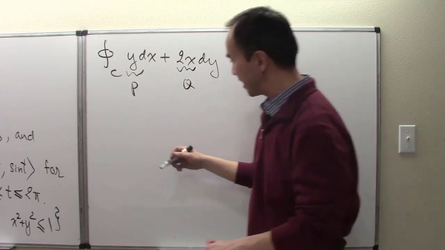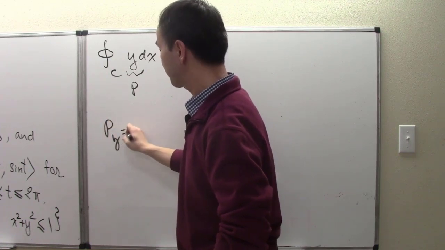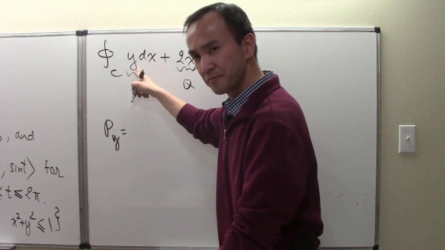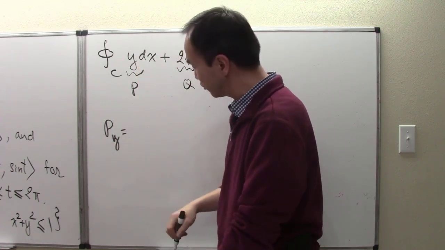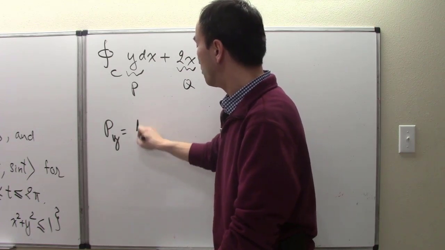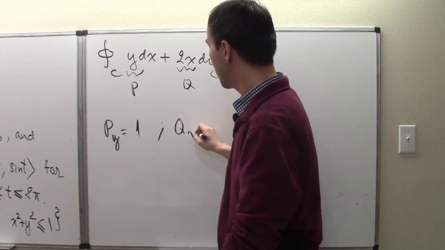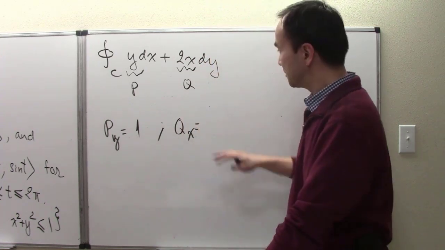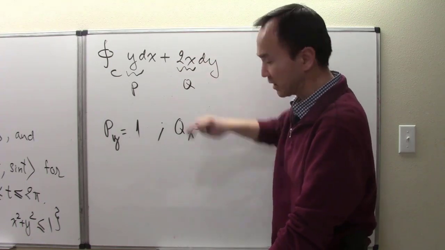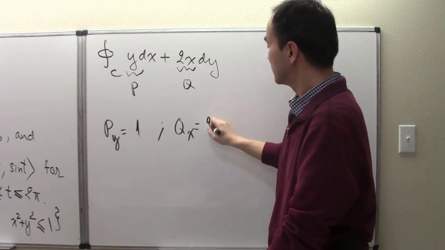And so in that way, I'm going to quickly calculate P_y, the partial derivative of P in terms of y. That's one thing to remember. And so with that, we're looking at 1. I'm further going to calculate Q_x, the partial derivative of this function Q in terms of x. And that here gives me 2.